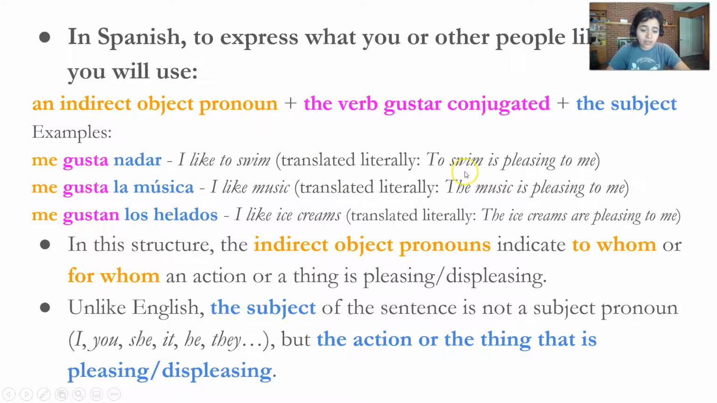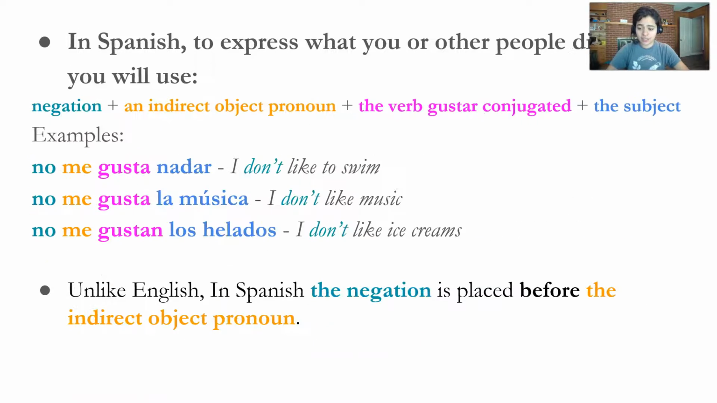If you can see it here: to swim is pleasing to me, right? So nadar is the subject. Me gusta la música. La música is the subject. Los helados is the subject. The thing or the person or animal that is pleasing or displeasing, that's your subject. So the structures work very differently, and we're going to see it bit by bit. But you have to remember the structure. The structure is very different than how you express likings and dislikes in English.